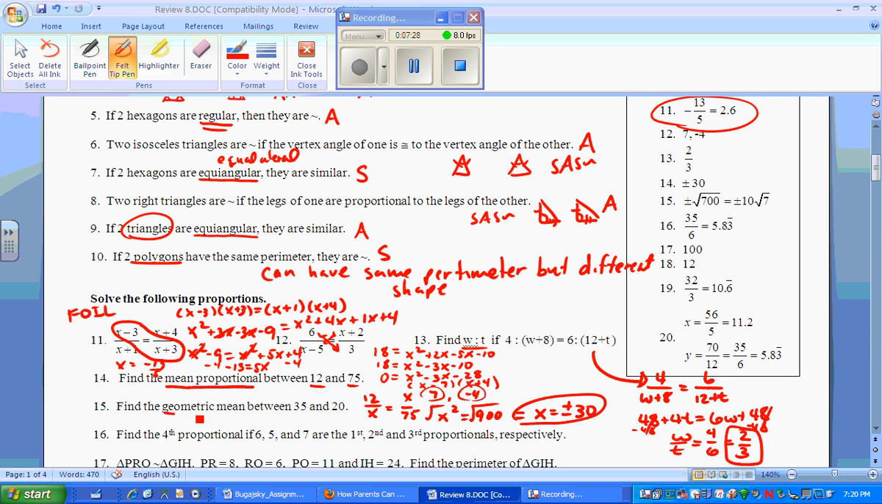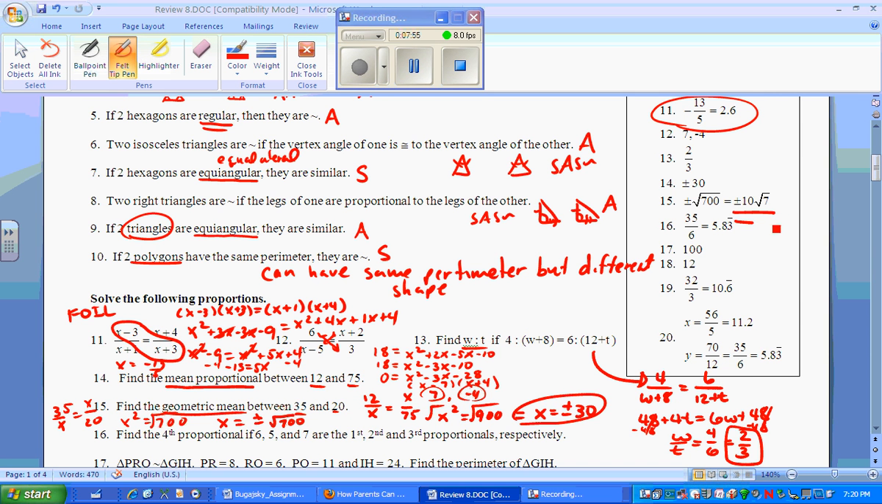Number 15, the geometric mean, same thing as means proportion. So these are your extremes. So you got 35 over x equals x over 20. Cross multiply. You get x squared is equal to 700. Take the square root. Nothing goes in the square root of 700. So you get x equals plus or minus square root of 700.